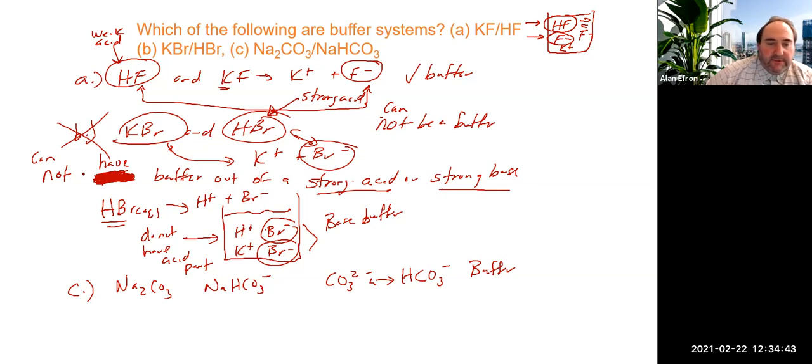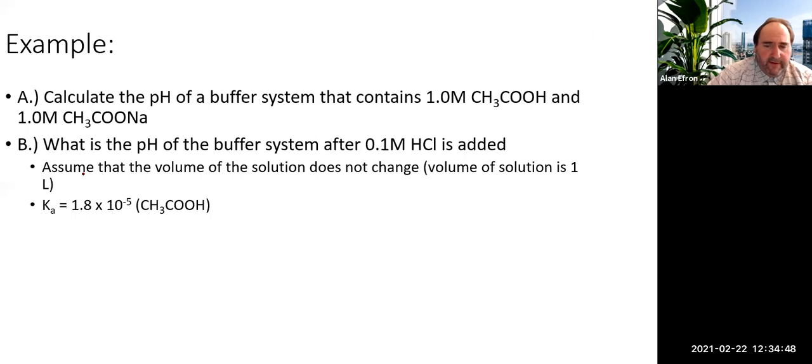Okay. So let's try some calculations here to see what we do with buffer calculations. So part A is calculate the pH of a buffer that contains 1 molar acetic acid and 1 molar sodium acetate. Part B, we'll talk about together in just a second. So for now, just work on part A. The Ka value for acetic acid is on the bottom.